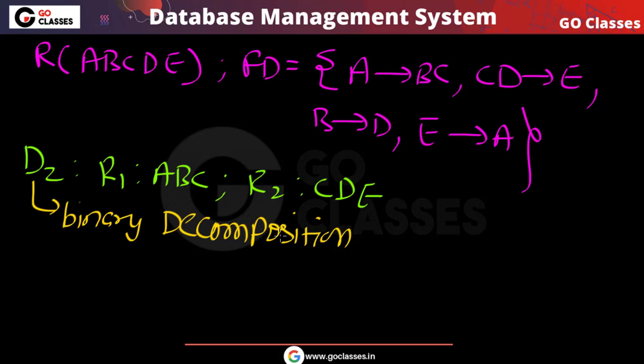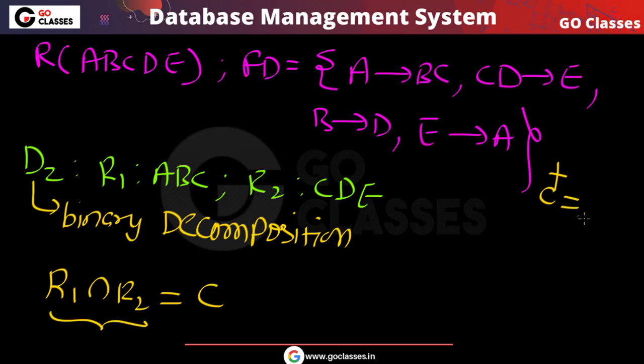That is very simple. All you have to do is find the common set of attributes. So just find R1 intersection R2. What is the common set of attributes here? That is C. Now in this set of functional dependencies, you find out what C can determine, so find out the transitive closure of C. If you find the transitive closure of C, you will find only C. C can only determine C.